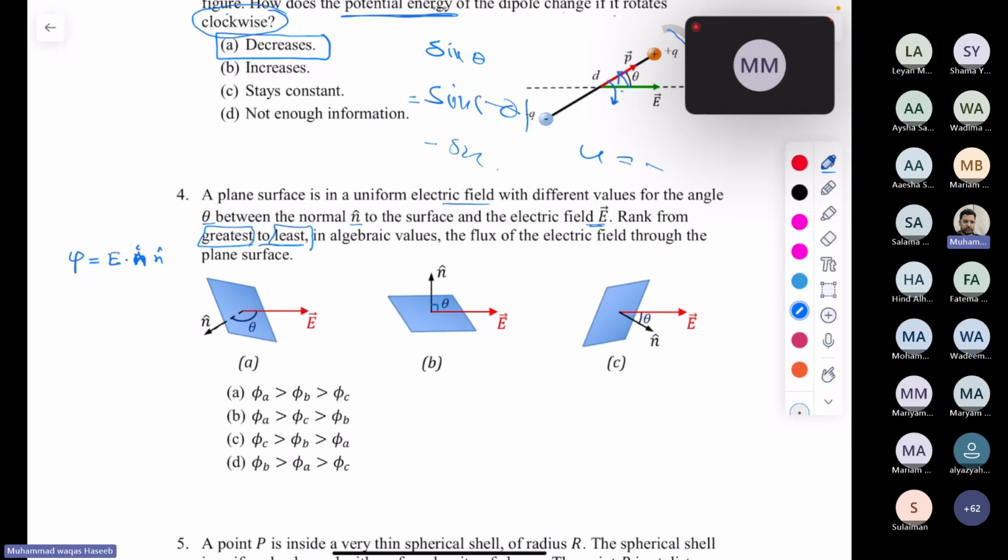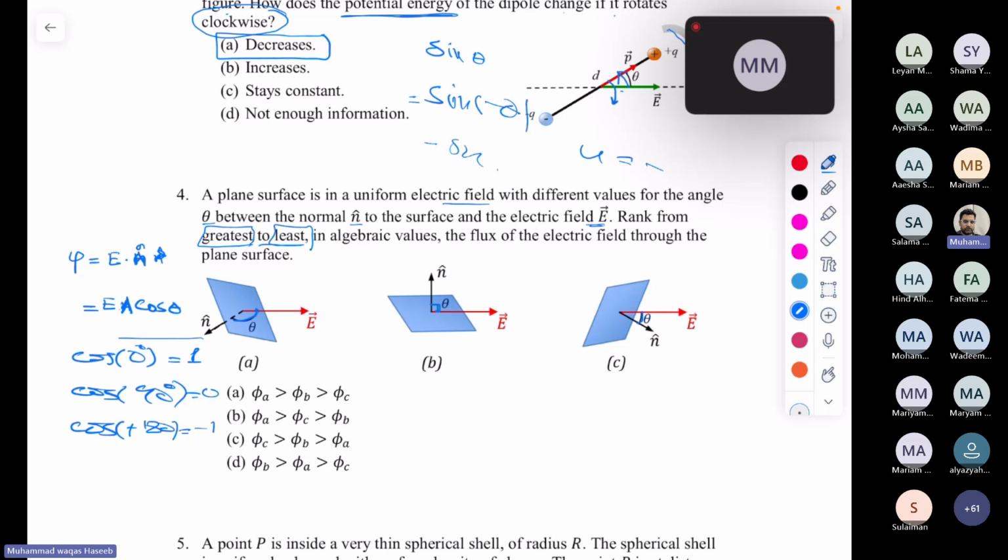For example, n is a unit vector, and so it has E A cosine theta. So it depends on the theta. For cos theta, if the angle is 0, then it has a maximum value. If the angle is 90, then it is 0. And if the angle is 180 degrees, it is minus 1. So this is the maximum value on the positive side, and this is the maximum value on the negative side.